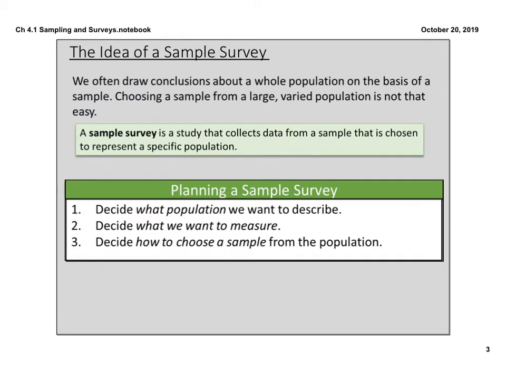So the idea of a sample survey: we often draw conclusions about a whole population on the basis of a sample. Choosing a sample from a large varied population is not that easy. A sample survey is a study that collects data from a sample that is chosen to represent a specific population. So we have to decide what our population is, then we have to decide the data we want to collect, and then we decide how to choose the sample.